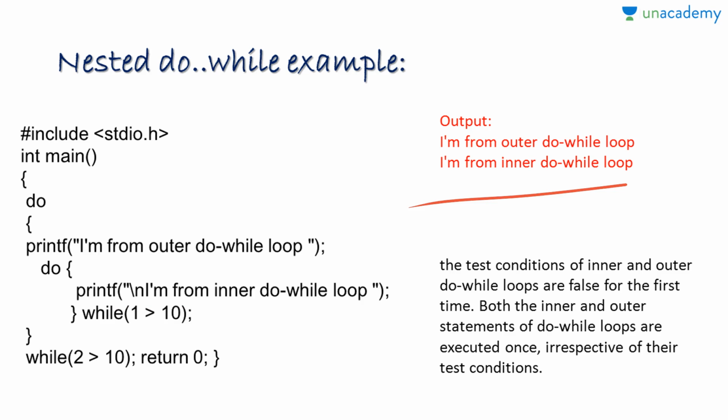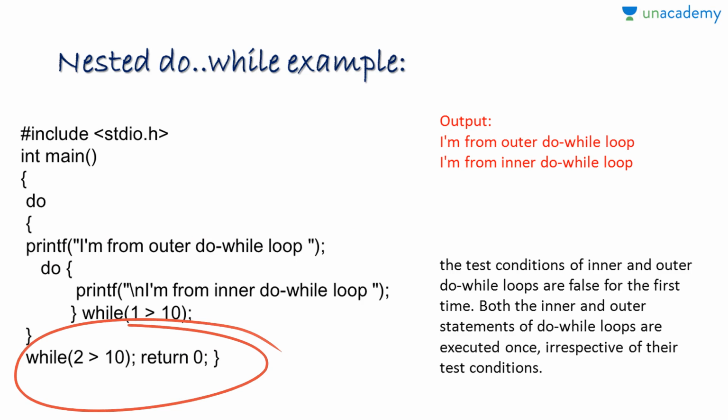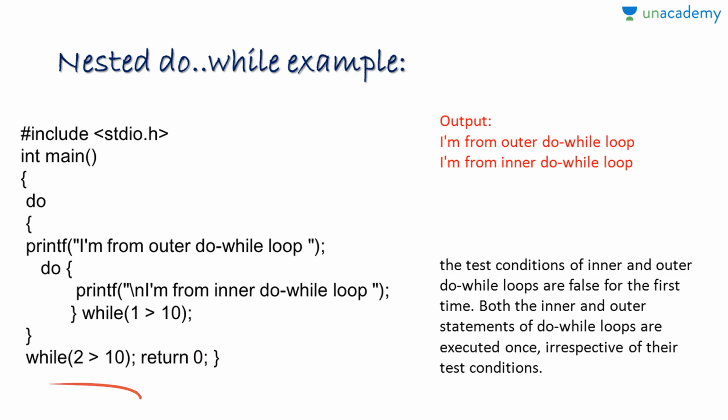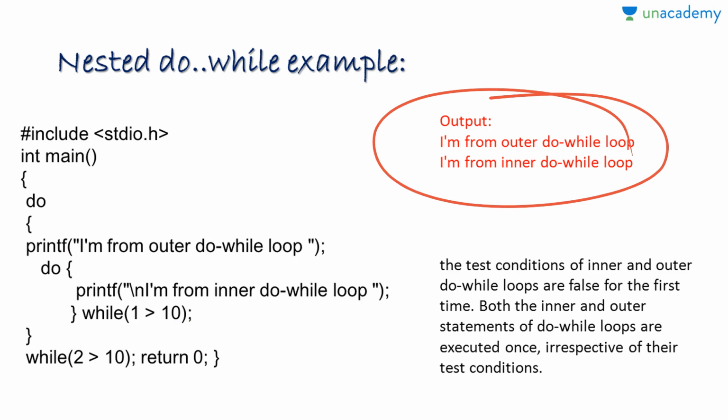So now check the condition. While 1 is greater than 10, but this condition is false. So come out of the inner do while loop and check the condition of the outer do while loop. Even this condition is false, so come out of the do while loop. So only these two lines are our output. So both the inner and outer statements of the do while loops are executed once, irrespective of their test conditions.